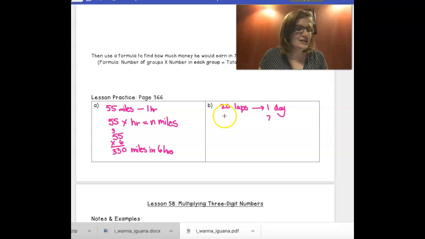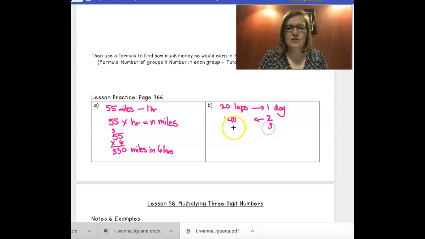Our next one is Barack swam 20 laps every day. How many laps will he swim in 1 week? Make a table to solve the problem. Now I've put our 20 laps in 1 day. So if he does 20 laps in, let's see, I'm going to change this around, guys. So 2 days, we're going to go this direction, is going to be 40 laps.